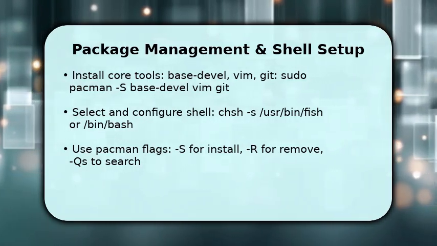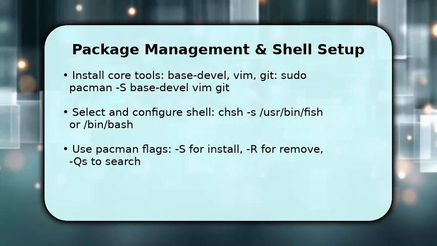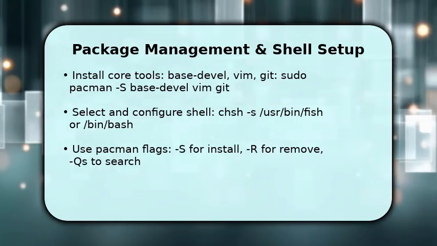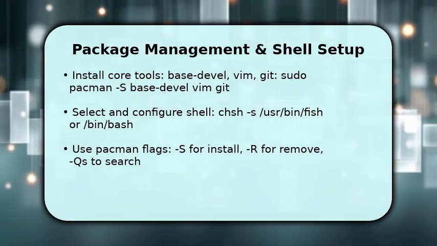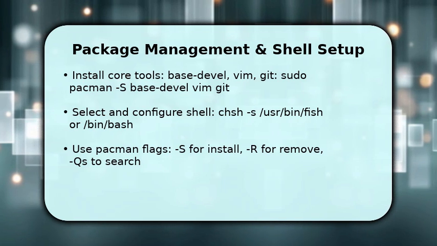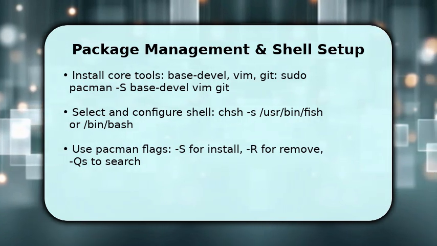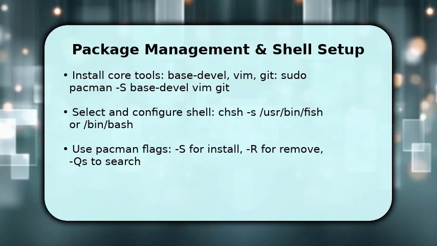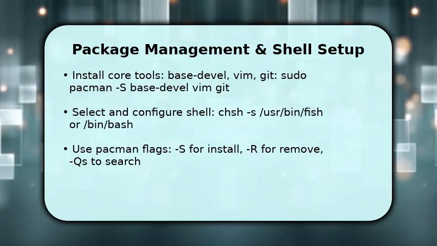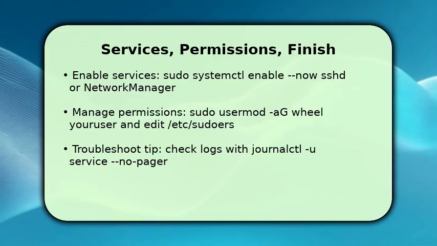Use pacman flags: -S to install, -R to remove, -Qs to search packages, and -Syu periodically to upgrade. If you compile AUR helpers, use makepkg and sudo pacman -U for local packages. You finish by enabling and verifying services and finalizing permissions.